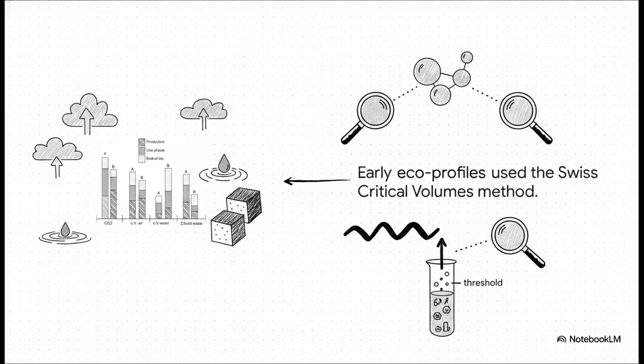Looking back at history, the 1980s gave us the Swiss critical volume method, which attempted this, honestly, kind of bizarre visual trick. The idea was to calculate the exact volume of pure air or water you'd need to dilute a pollutant down to its legal threshold limit. Just picture that for a second. Imagine trying to visualize diluting a factory's smog with giant, hypothetical cubes of pure mountain air. They'd add up all these hypothetical volumes into a single bar chart for easy comparison. It was clever, for sure, but also a slightly absurd attempt at making data readable.